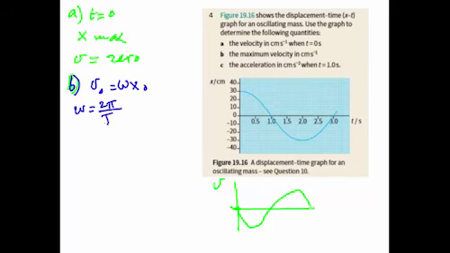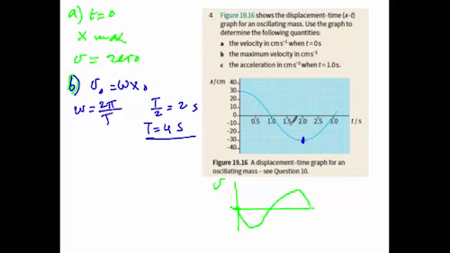And where is our t? Here, the object is completing half an oscillation. Yes, this is a quarter, this is another quarter. So half of the oscillation, t over 2, is equal to 2 seconds, it means our t is 4 seconds.